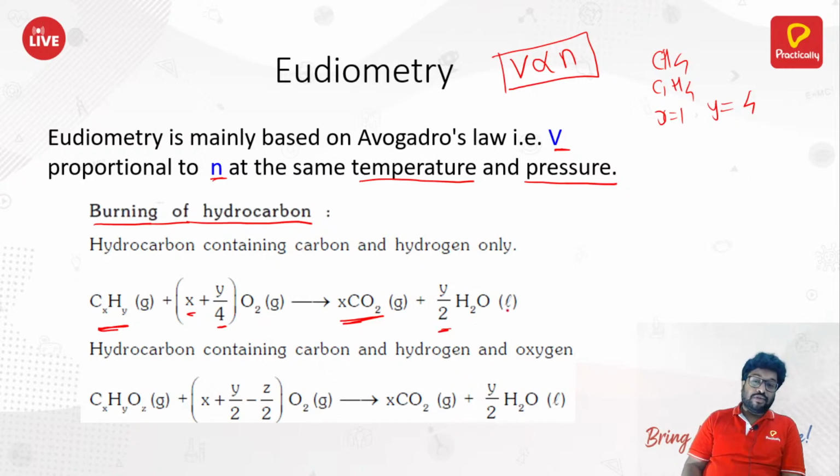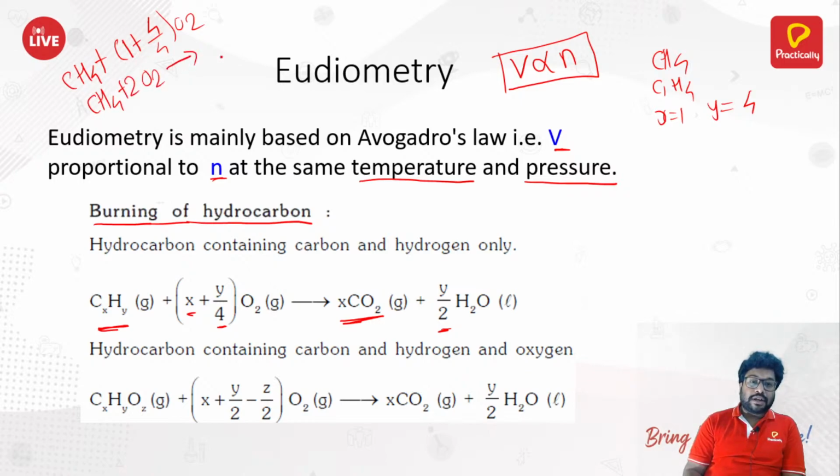Again y/2. So let me give you one more example. See, you have methane. Methane on reaction. Let's take what they're saying, x plus y/4, right? You have one carbon, so x is equal to 1. y is how much? y is 4, right? So y is 4 divided by 4 into O2. So 1 plus 4/4. 4/4 is 1, and 1 is already there. So 1 plus 1 becomes 2. So CH4 plus 2O2.